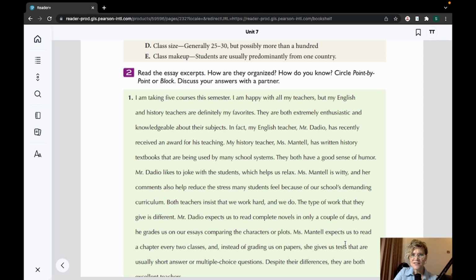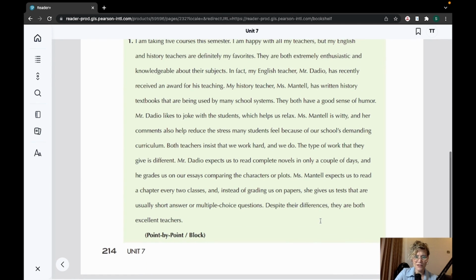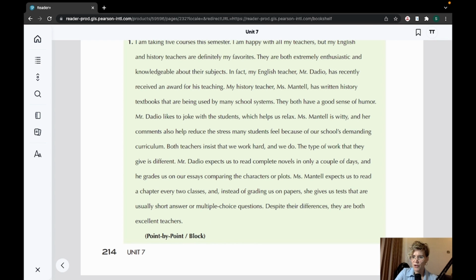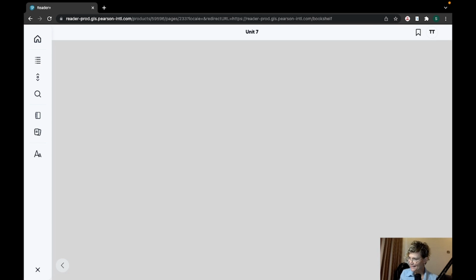Okay, read the essay excerpts. How are they organized and how do you know? And circle point by point or block. Sorry. So I want you to check paragraphs 1, 2, and 3. You have to tell me how they're organized and how you know. And then you here circle whether it's point by point or block. Go ahead.